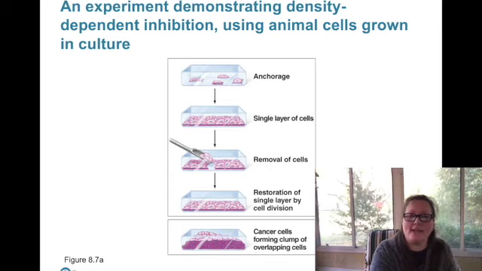We've got it where it's anchored, single layer cells, they remove one. Restoration of single layer by cell division. So it filled up its space. It only stopped growing when it touched the sides. They took some out in the middle, and it's like these cells went, holy crap, there's a hole. And then they just grew enough to fill, and then they stopped again. This is an example of the normal cell replication, because it's trying to repair itself as it goes.